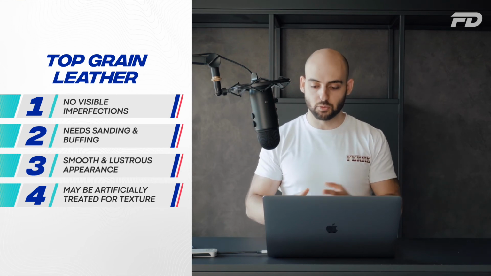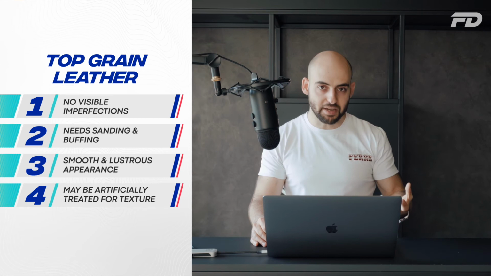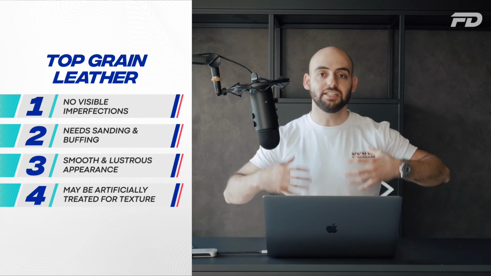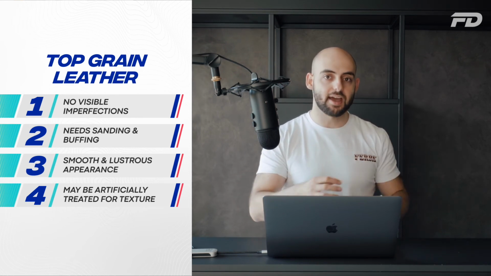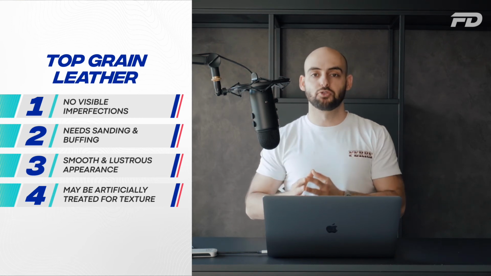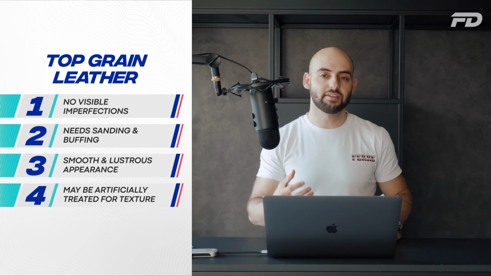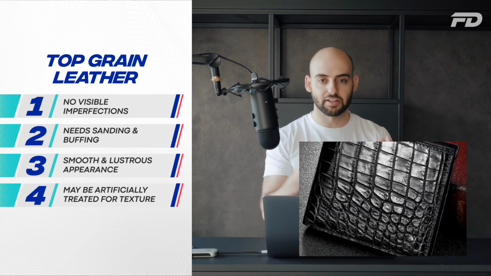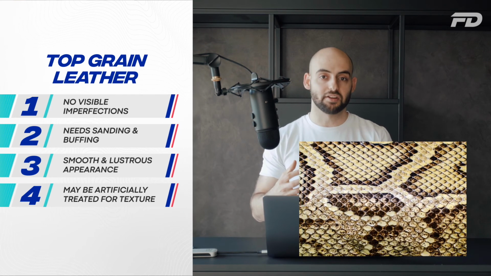What are some variations we see? Well, your corrected grain, as I mentioned, means that we've actually taken that leather piece and we've embossed it with an actual pattern. This is also done to emulate or to imitate more exotic animals like alligator skin, snake skin, and so on and so forth.